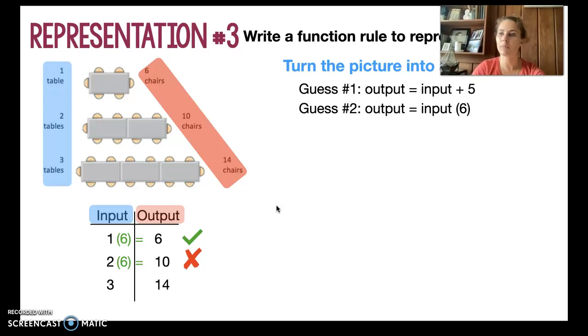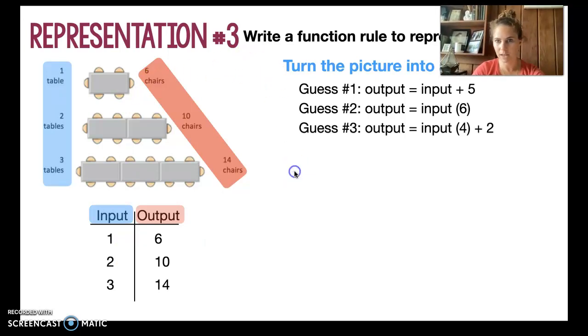Sometimes we can use the table and the picture together to kind of think about what's happening. So if I look at this picture, every time I add a table, it looks like I'm adding on 4 more chairs, right? So I've got 4 chairs on this edge, 4 chairs on this edge, and then the 2 at the ends. 4 chairs for each table, and then the 2 at the ends. 4 chairs for this table, and then the 2 at the ends. So it looks like I'm doing 4 times every table, which are our inputs, and then I'm adding an additional 2 every single time. So let's check to see if that works.